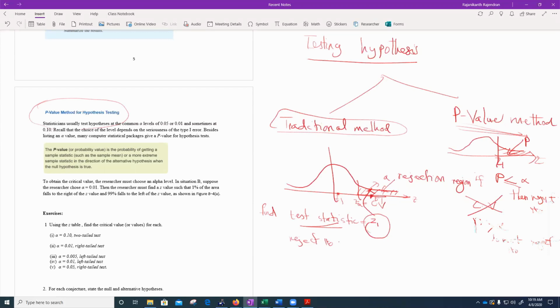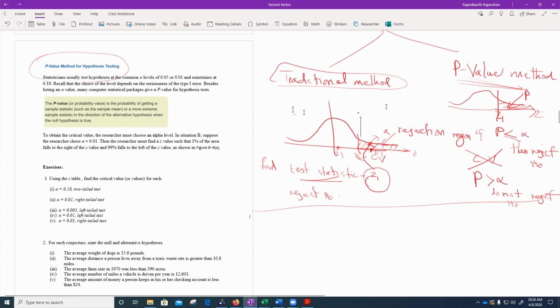So you could use either way, but most of the people use the traditional method, okay? So this is the way to figure out whether to reject or not, okay? So that's about the p-value. So the p-value is the probability of getting the sample statistics, I mean test statistics, right? Or more extreme. More extreme means the probability of your test statistics being in this region. That's the meaning of this. Okay, right.